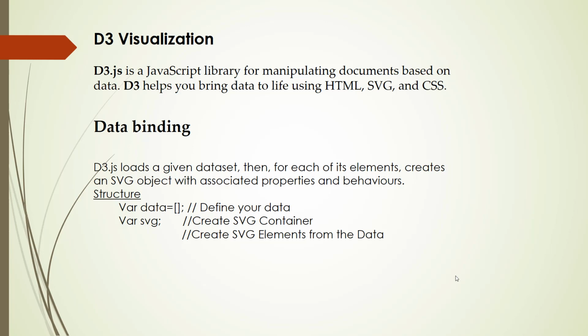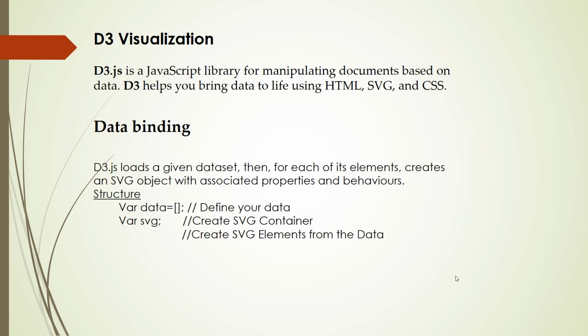D3 is a JavaScript library for manipulating documents based on data. D3 helps to bring the data to life using HTML, SVG, and CSS elements. What do we mean by SVG? It's scalable vector graphics, an XML markup language for describing two-dimensional vector graphics. In the D3 JavaScript library, it loads a given dataset, then for each of its elements creates an SVG object with associated properties and the behavior of that element. This is how the visualization is basically done in D3.